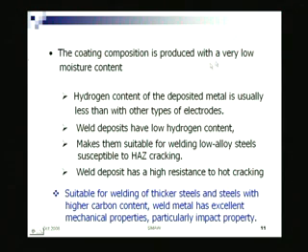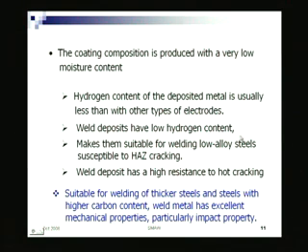Why this? The slag gets frozen and that provides support to the molten metal also, right. The coating composition is produced with a very low moisture content. Why? Because they are low hydrogen electrodes. So, we will have to control the moisture content also, otherwise it may generate hydrogen. In cellulosic, the composition is such that hydrogen evolution was there, but here the question of hydrogen is not there. It comes from atmospheric moisture if the coating has absorbed it. So, we will have to see that the hydrogen content of the deposited metal is usually less than with other types of electrodes.